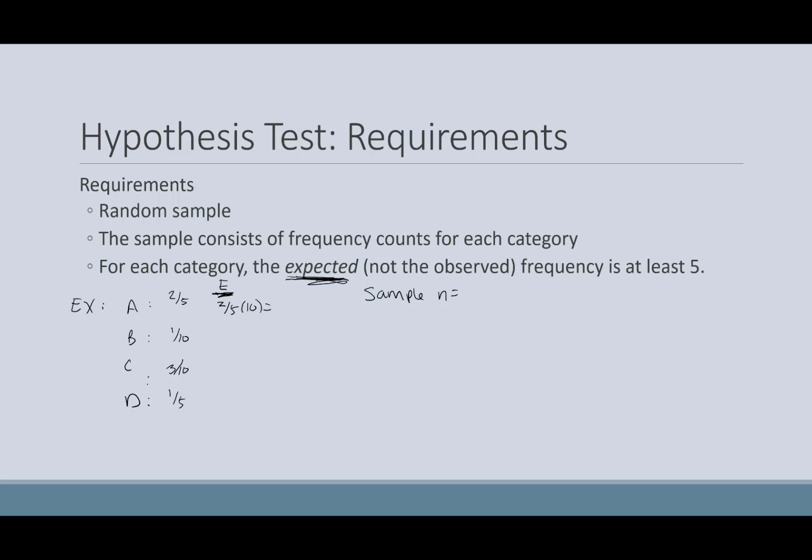Now, let's change that up a little bit. Let's say that instead, our sample size was, let's say, 80. Well, I would need to go through and compute the expected value for each of these. So I would start by doing 2/5 of 80, and that's going to give me 64. Then I would need to do 1/10 of 80, and that's going to give me 8. And then 3/10 of 80 is going to give me 24, and then 1/5 of 80 should give me 32. Now, when I look at my expected values here, all of them were at least 5. So if my sample size were 80, I have met this requirement that the expected frequencies be at least 5.